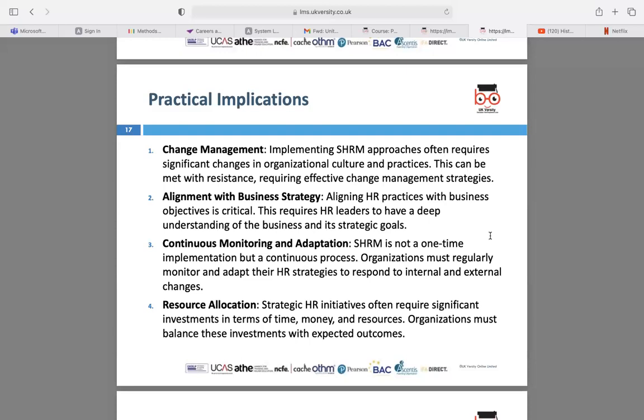And then resource allocation. So obviously, putting different strategies in place also requires proper investments and resources. And the organizations must know well how to balance these expectations. So an organization might be like, all right, I'm putting in 10 million pounds. I want a return of 30 million pounds. That might not always be realistic. So we need to put in realistic expectations and also look and predict our outcomes beforehand.